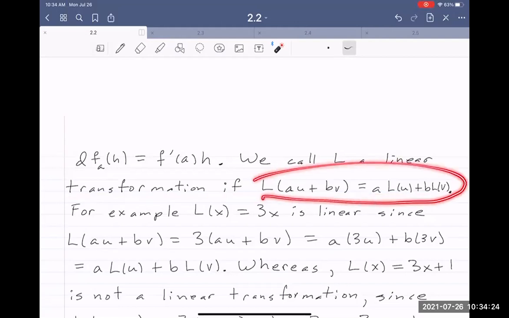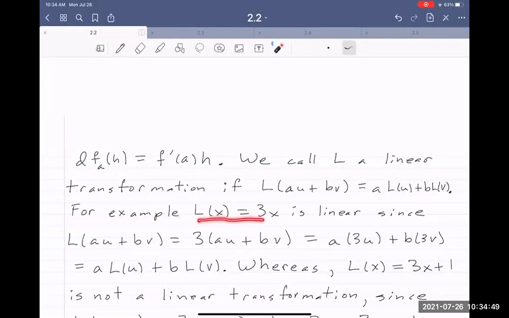for all numbers a and b. So these are numbers of your scalar field, and U and V are some points in your vector space. So let's do an example. Let L of x equal 3x. Then this is a linear transformation.